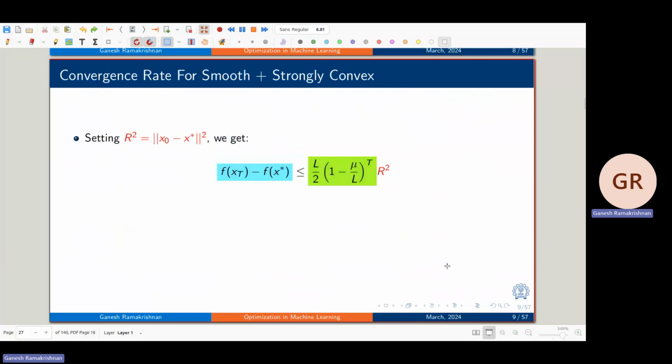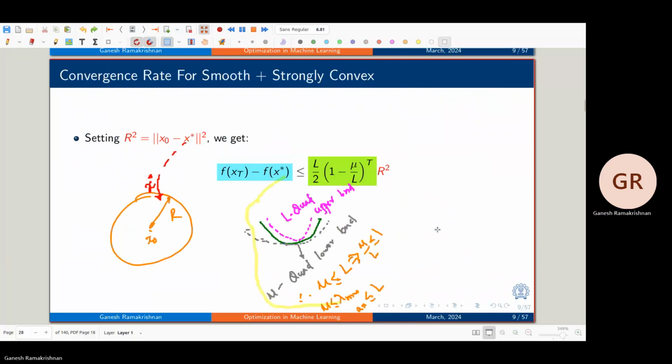Now, f of xt minus f of x star is less than or equal to L by 2, 1 minus mu by L whole raised to t, times r squared. If I want to get within epsilon of f of x star, how many iterations will I require? I'll require the right hand side to be less than or equal to epsilon, and that will lead to t being something. This entire expression is just interesting.